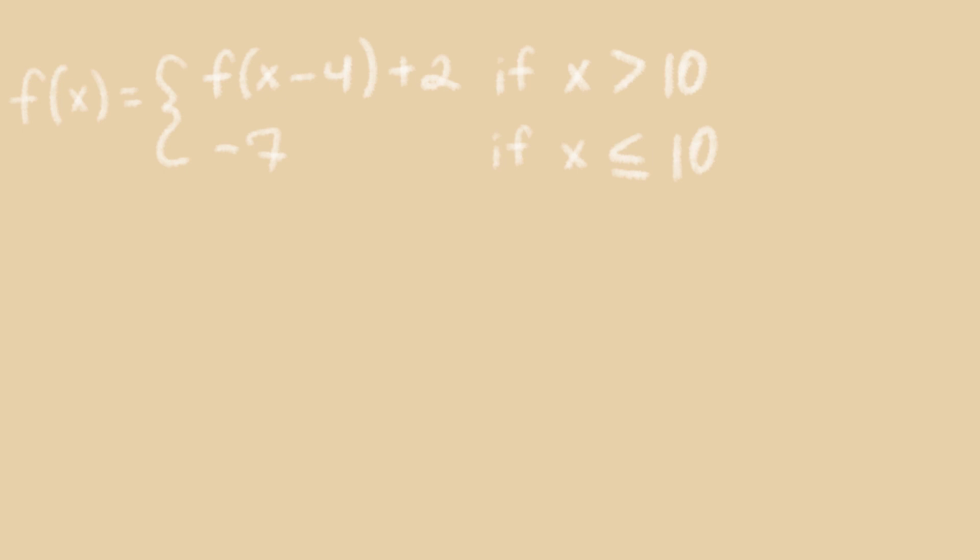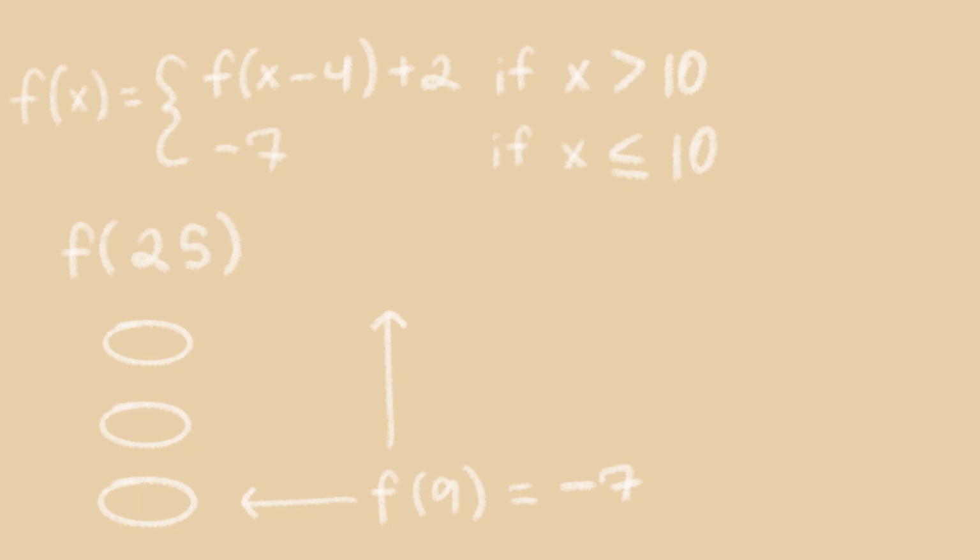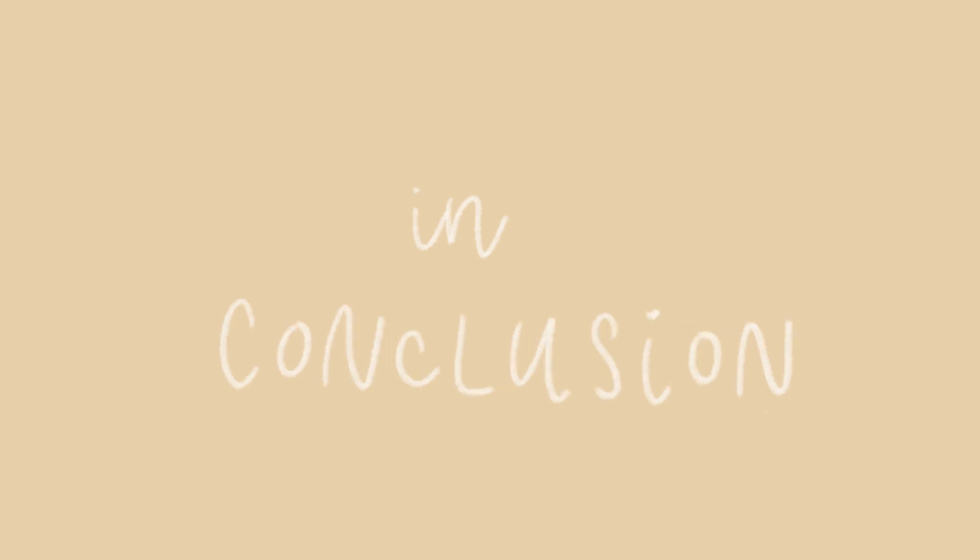This problem uses recursion to find its solution. Each step is broken down until the base case, a value less than 10, is found, and then the previous solution is plugged back in until the big question, f of 25, is solved.